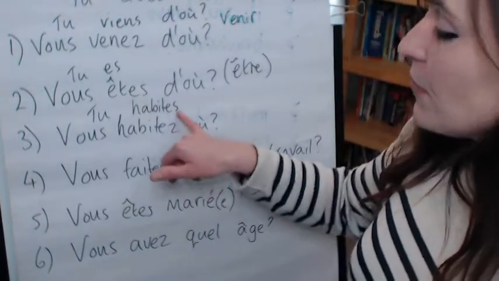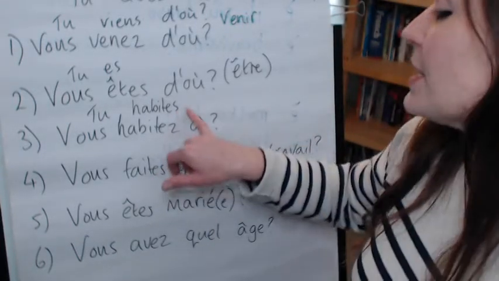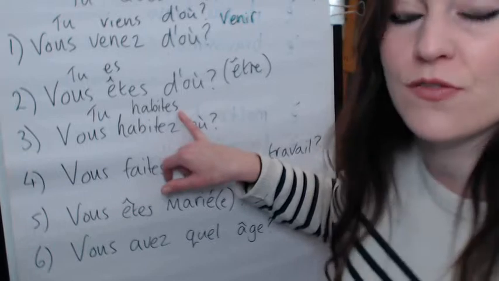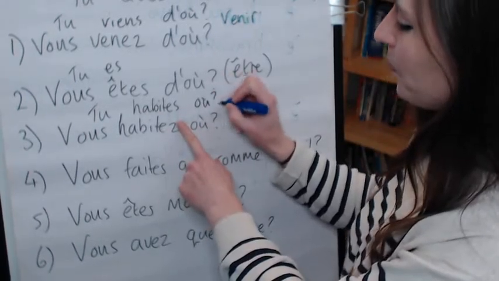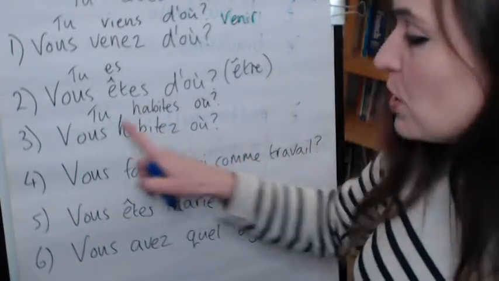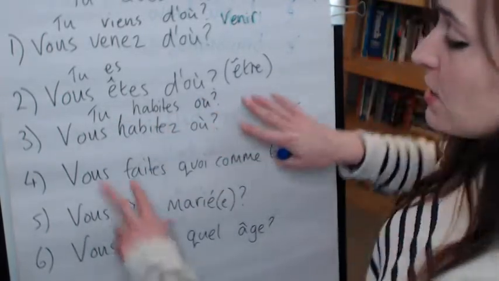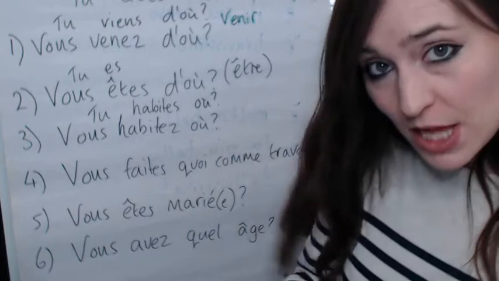So, as it happens in the written form, there's an S at the end of the tu verb in the present tense. So, tu habites où? Where do you live? You live where? That's just one way of asking that question.